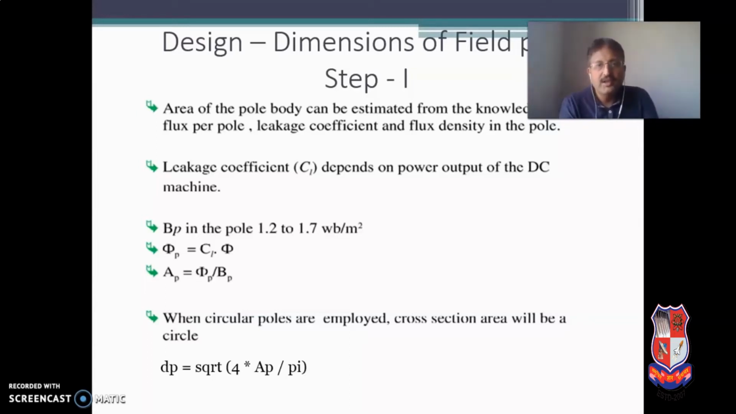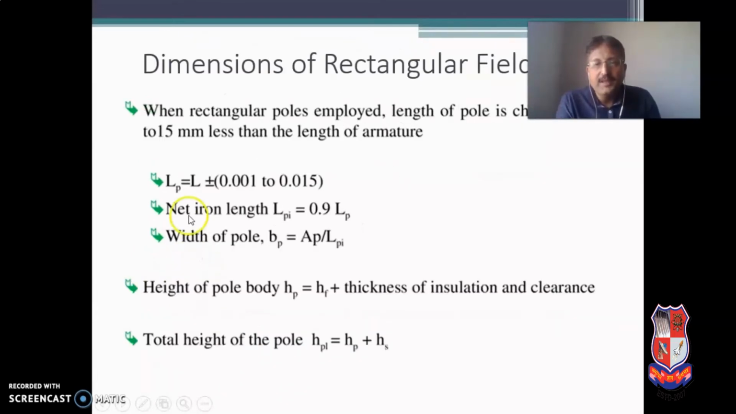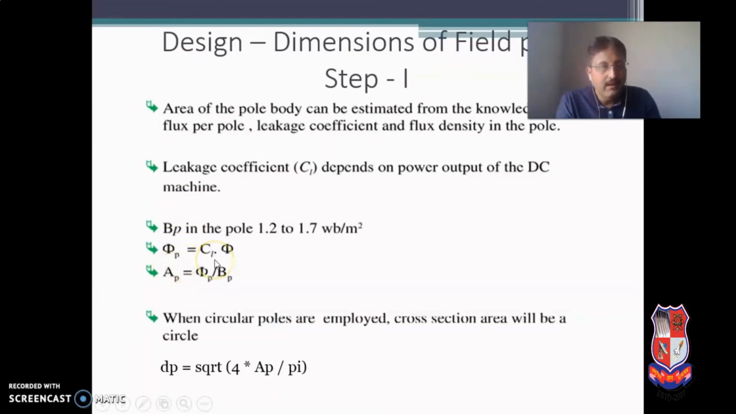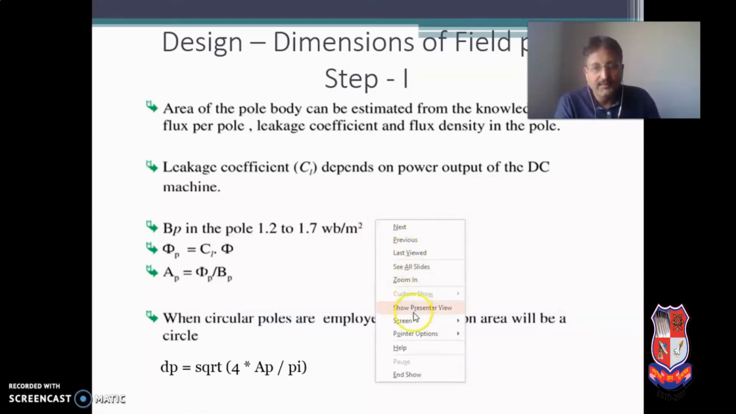flux. Once the flux is decided, you have to consider the leakage coefficient and find out the flux per pole, that is phi p, leakage coefficient into the flux, right? Now assume the flux density in the pole in the range of 1.2 to 1.7 Tesla. This is as per the data available in the field. So once you assume the flux density value, you can easily find out the area of the pole, right?